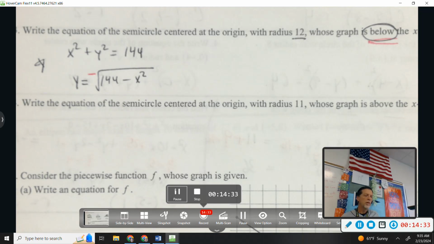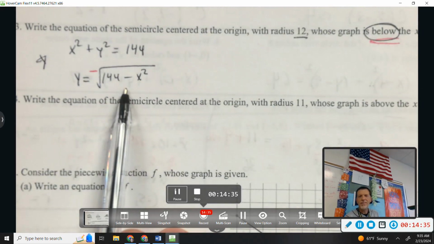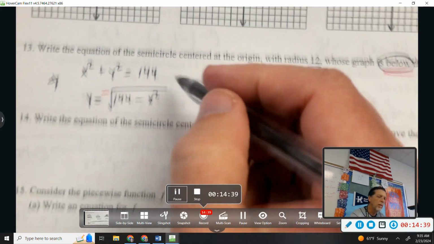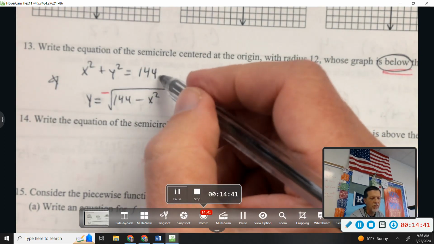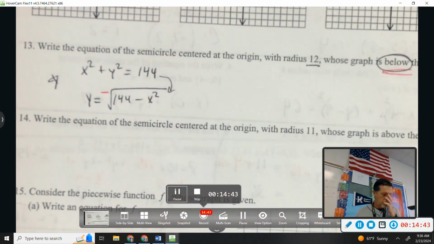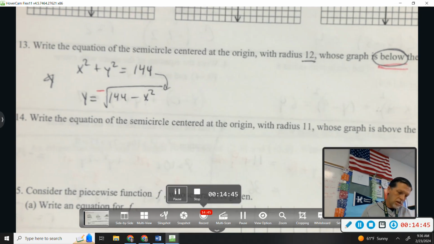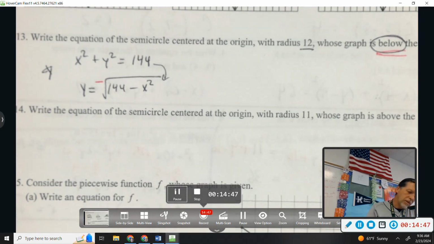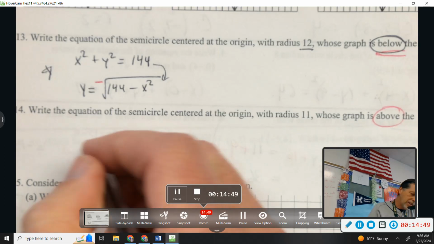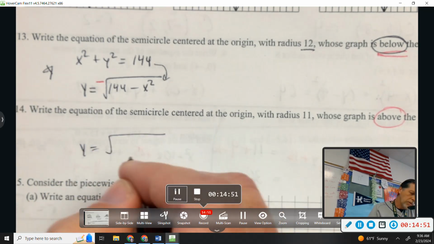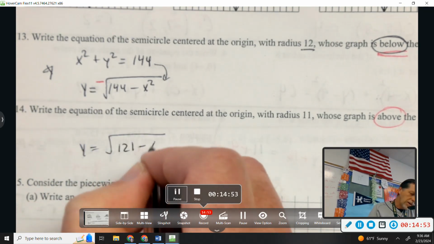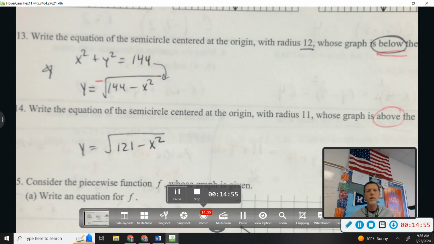So most people are going to jump straight to the answer. But if you hadn't seen one in a while, you might start with what you'd normally think of as a circle and kind of work your way there. 14, pretty similar, but we're going to be above. So square root of 121 minus x squared.